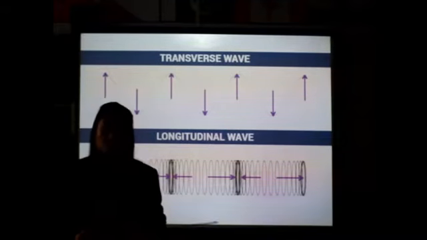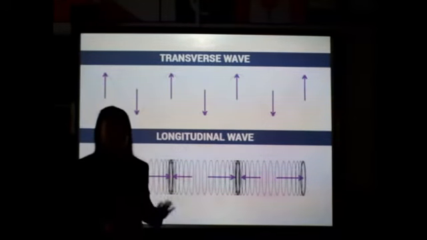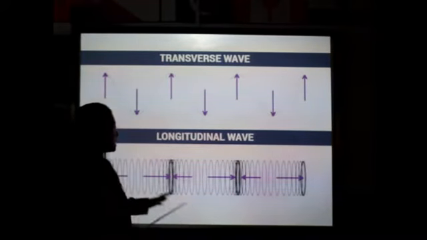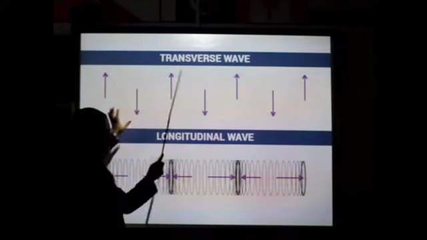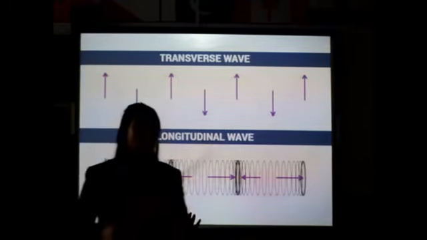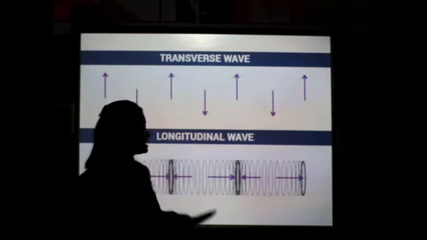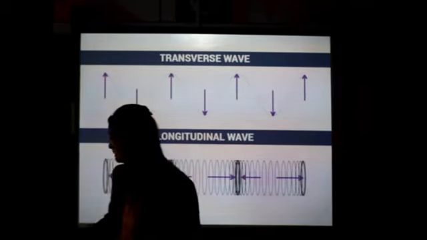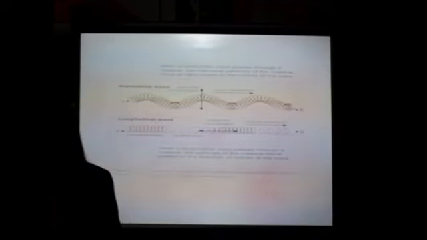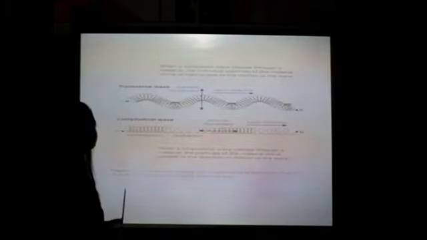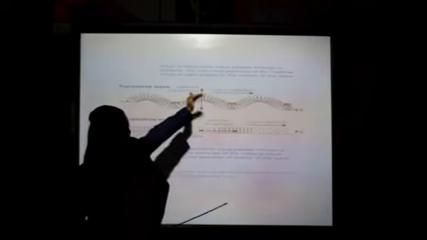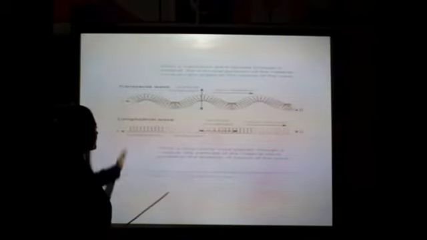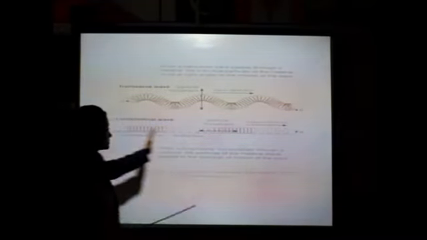Sound travels in the form of a longitudinal wave, and light travels in the form of a transverse wave. So this is how a sound wave travels, this is how light travels. I'll be explaining further, but first let's understand the different types of waves: transverse wave and longitudinal wave. A transverse wave moves up and down, like the waves of the ocean, and a longitudinal wave moves to and fro.